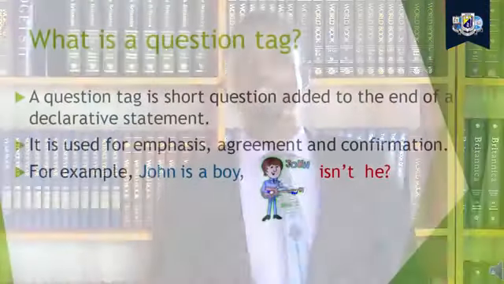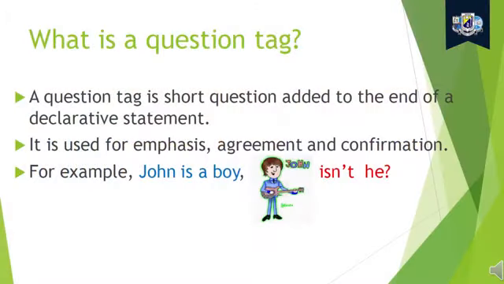For example, John is a boy, isn't he? John is a boy is a statement. Isn't he is a question tag. I've made a statement to say that John is a boy. That's my own perception. But I wanted to confirm, I wanted to get a response from you as to if you agree with the statement I've made. So I have to ask, isn't he? Your response now could be, yes, he is, or no, he isn't. That's the use of a question tag at the end of a declarative statement in order to elicit a confirmation or an agreement.